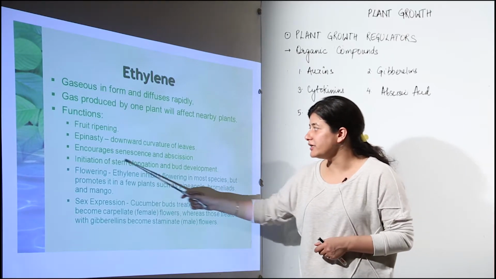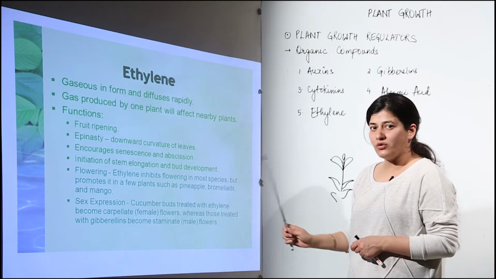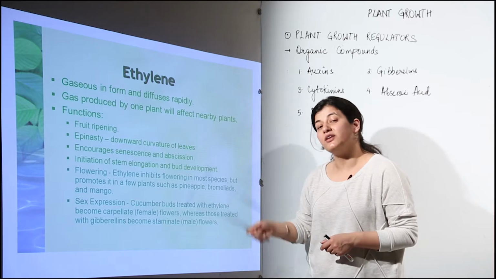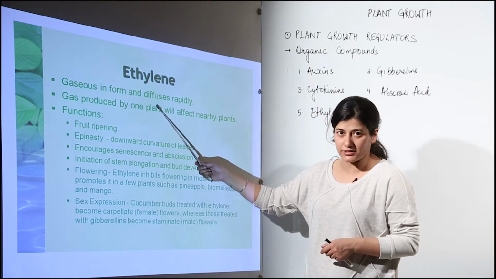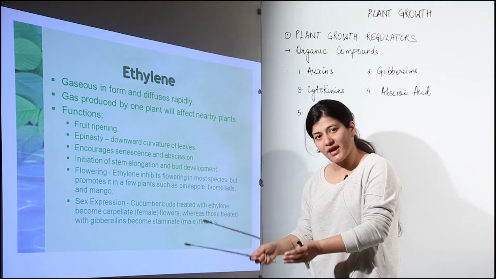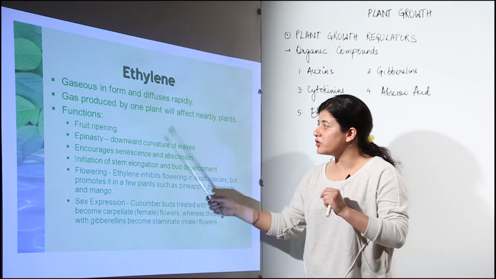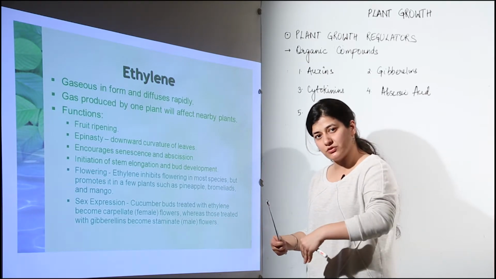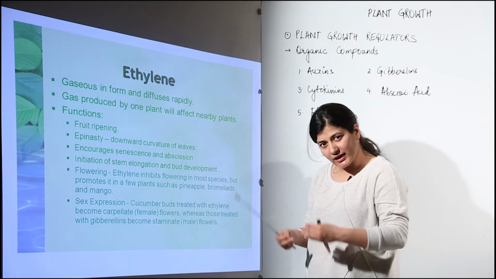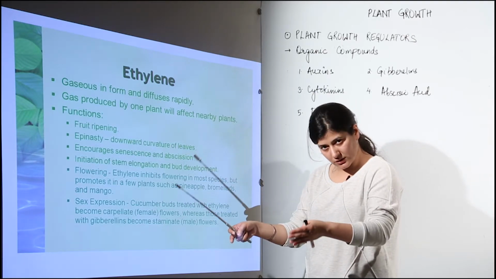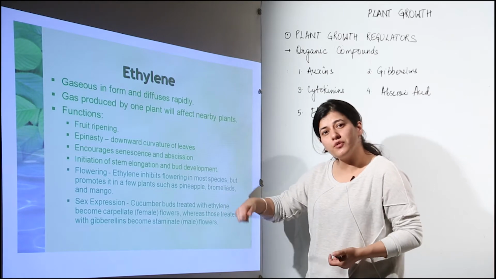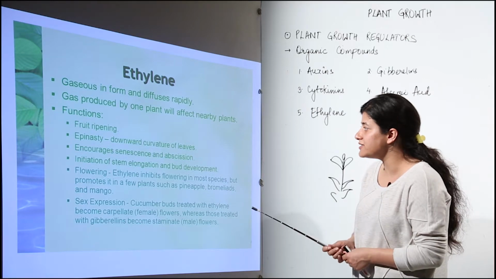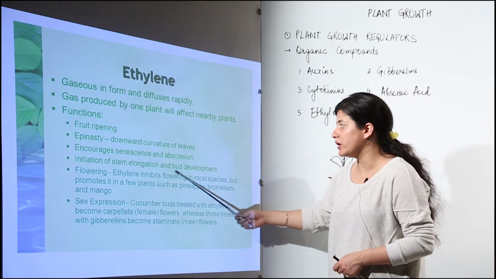Next, it encourages senescence and abscission. Abscission comes when there is senescence, and who has encouraged senescence? Ethylene has encouraged senescence. Once the senescence has taken place, abscisic acid would come into the scenario. It would develop that abscission layer. Ethylene would stop the cytokinins from reaching those dried up or senescent parts, and they would be shed off by the process of abscission. So this hormone is basically responsible for senescence, and it is responsible for stem elongation as well.